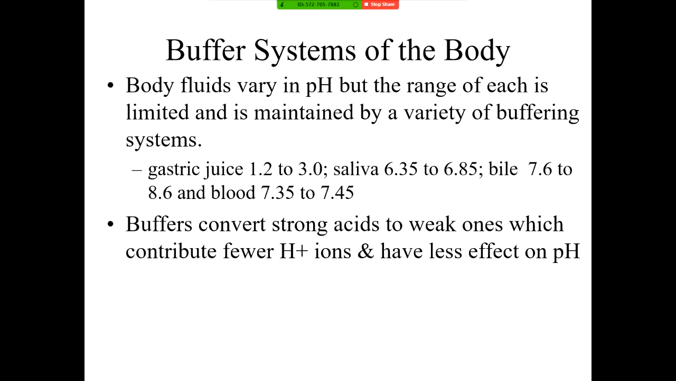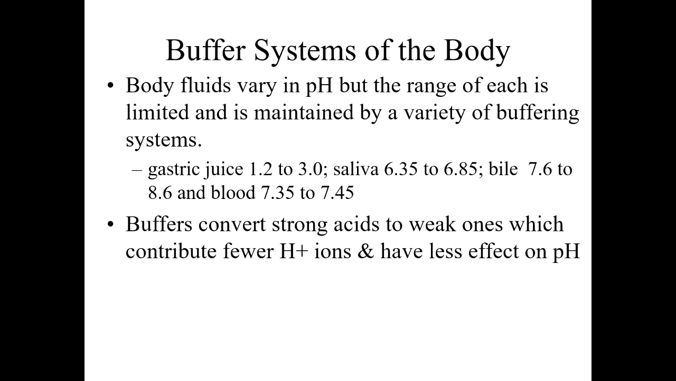All right. The buffering system of the body. Your body fluids are going to have varying pH, but they have a certain range that they have to maintain. For example, your gastric juices have to be between 1.2 to 3.0. Saliva has to be 6.35 to 6.85. Your bile is 7.6 to 8.6, and the pH of blood is going to be 7.35 to 7.45.